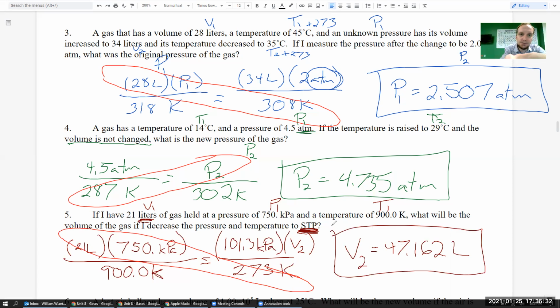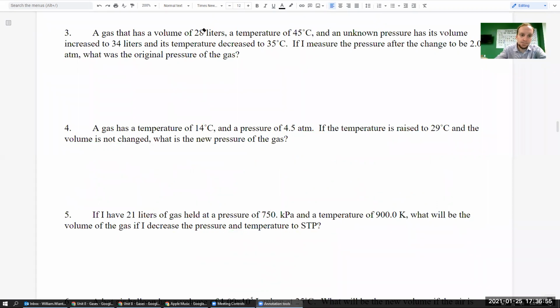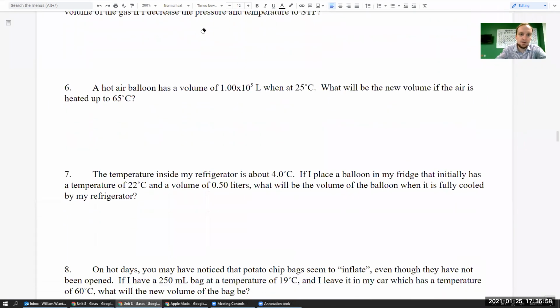So again, the only thing that was different about this particular problem is that they gave us standard temperature and pressure, STP. And again, this is standard temperature and pressure right here. Standard pressure in kilopascals is 101.3, and standard temperature is always 273 Kelvin, which is basically 0 degrees Celsius. All right, moving on.